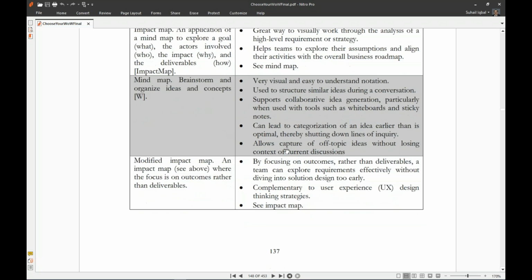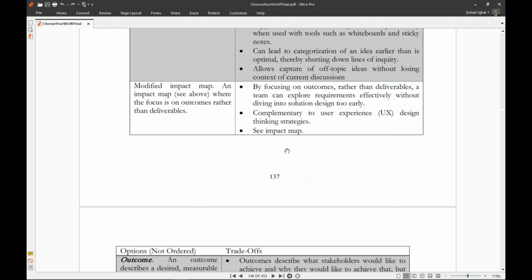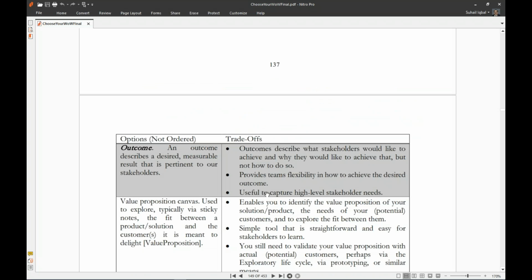Next is modified impact map. An impact map, see above, where the focus is on outcomes rather than deliverables. The trade-offs are that by focusing on outcomes rather than deliverables, a team can explore requirements effectively without diving into solution design too early. Complementary to our user experience (UX) design thinking strategies, see impact map.